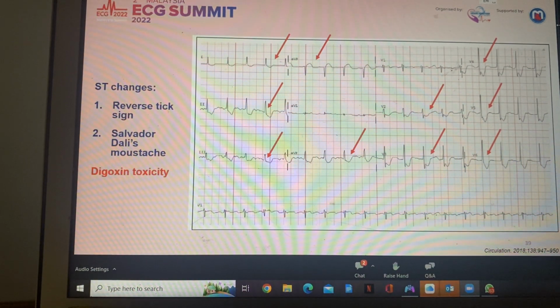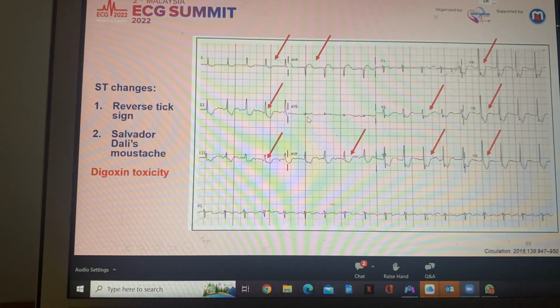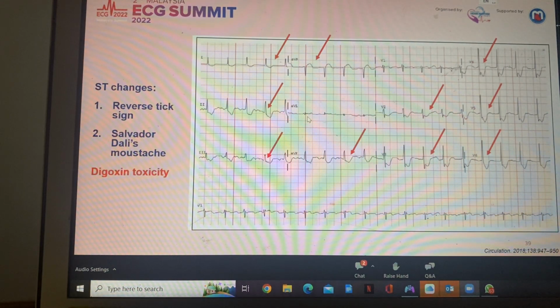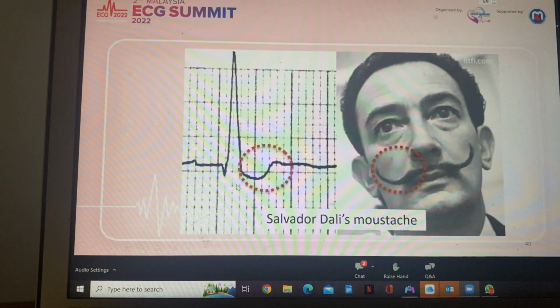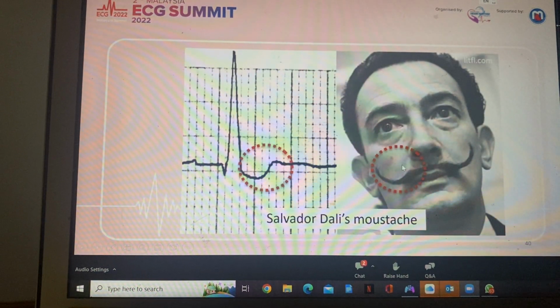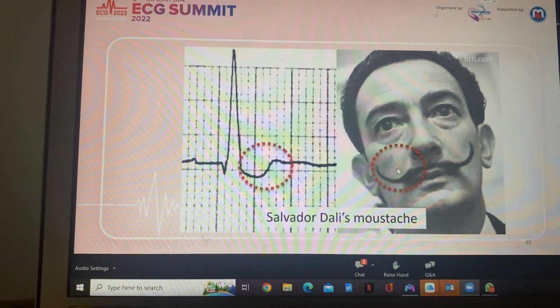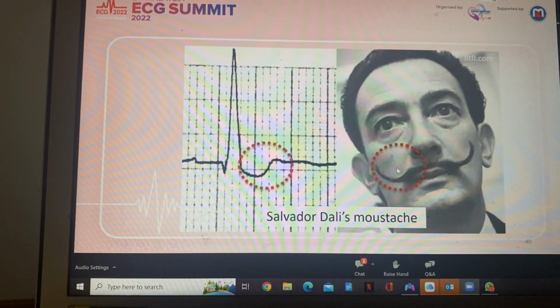It's like the Nike sign, you know. You reverse the Nike sign, or you call it the reverse tick sign, or the Salvador Dali mustache sign. Okay, this one. So eventually, I think the authors decided to dialyze the patient, because the patient had digoxin toxicity.